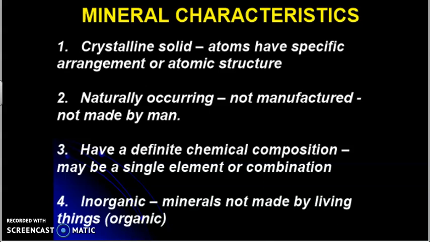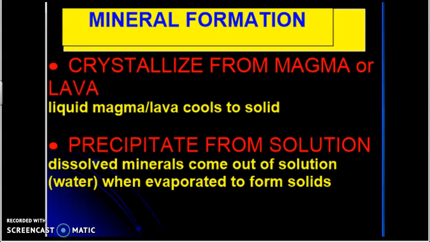The third criteria is that it has to have a definite chemical composition. That means it's a distinct chemical makeup with a specific chemical formula. The fourth characteristic is it has to be inorganic, meaning it cannot be made by living things, which means that's organic. There are two ways that we get minerals.